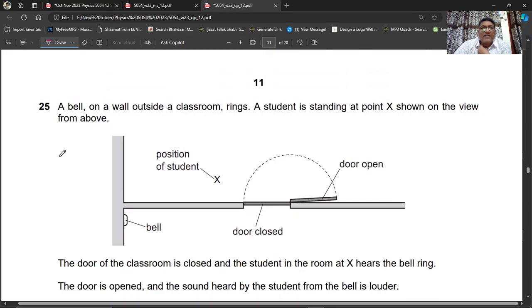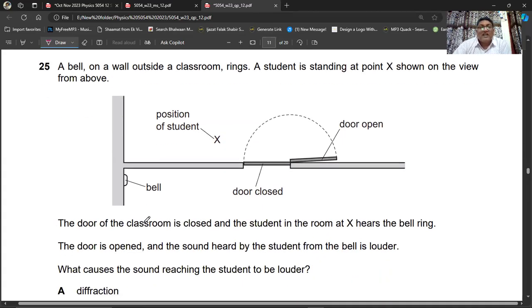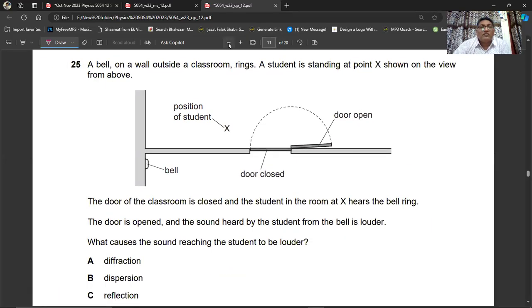Okay, then we have a bell on a wall. Question 25. A bell on a wall outside a classroom rings. A student is standing at point X shown in the view from above. So they are taking a top view. So a student is here. The bell is here. Here is the door. Here is the wall. But this student is able to hear this bell.